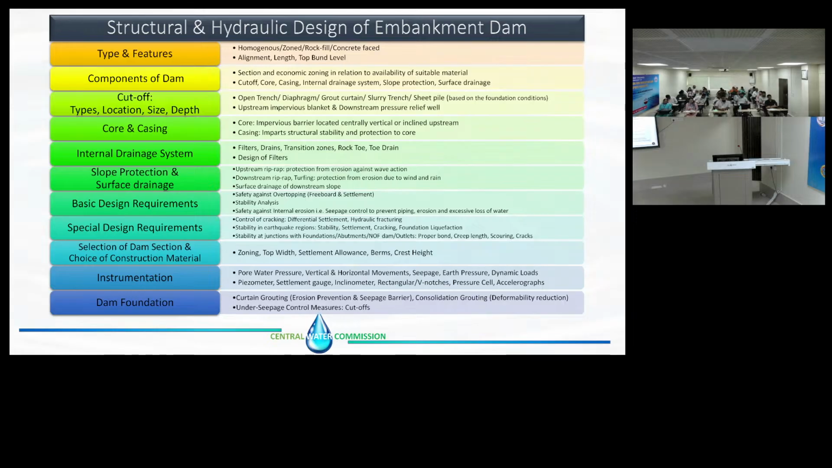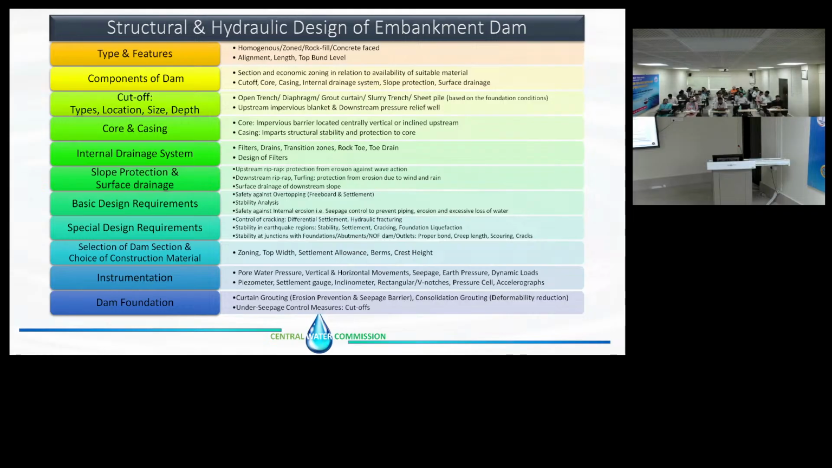So this is an embankment dam, right? We need this clay core. Sometimes we need this cutoff also. This is the cutoff trench, and the top layer will be riprap. Riprap means nothing but big boulders.